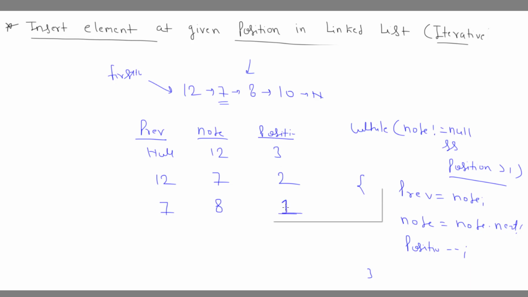So why do we stop here? Because here we have got the position where I need to add, right? And you see the use of this previous, because via previous we are here right now and node is here.